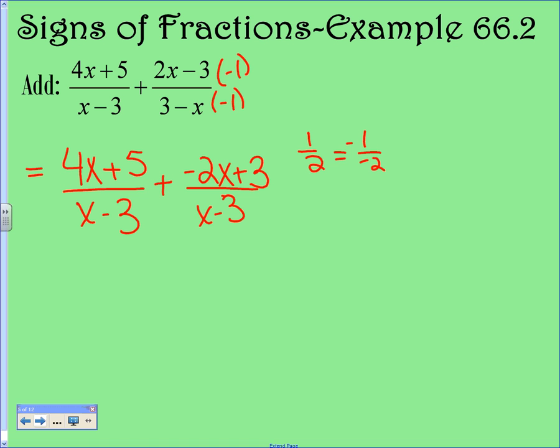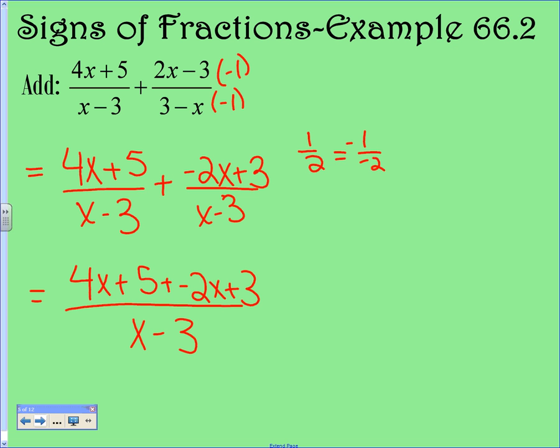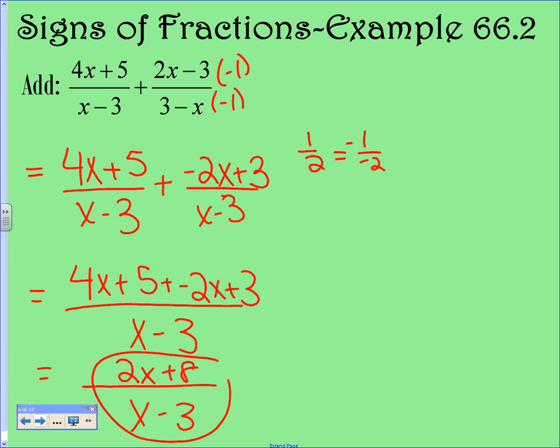So what would our common denominator be? So I'd have 4x plus 5 plus a negative 2x plus 3. So Jonah says I have like terms. 2x plus 8. And that's as far as you can go. Do y'all see how those work? Okay.